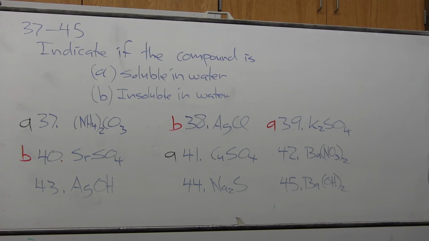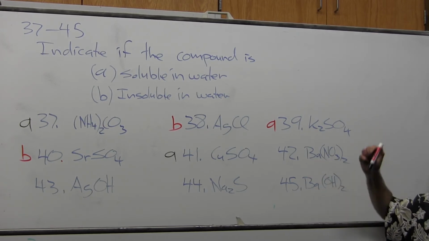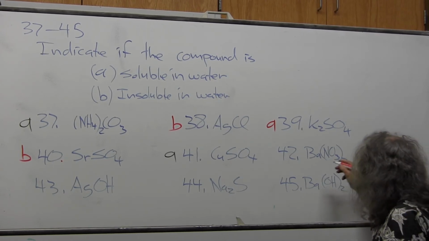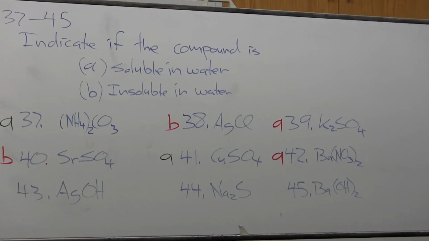Now, number 42, barium nitrate. Well, rule number 1, all nitrates are soluble. It doesn't matter what this is. We're done. That would be an A. It is soluble in water.